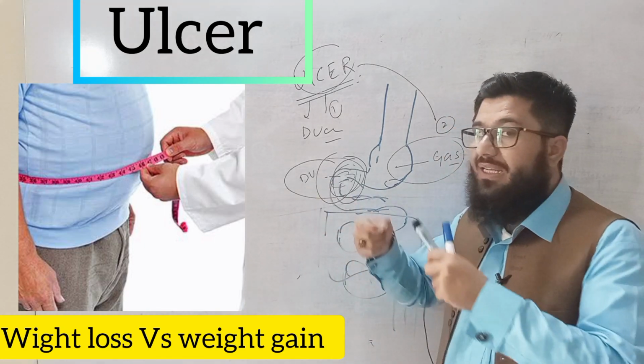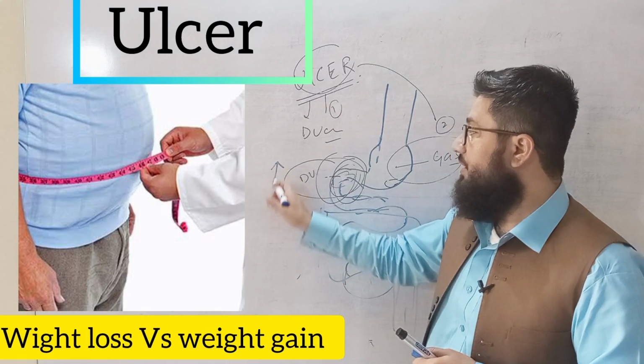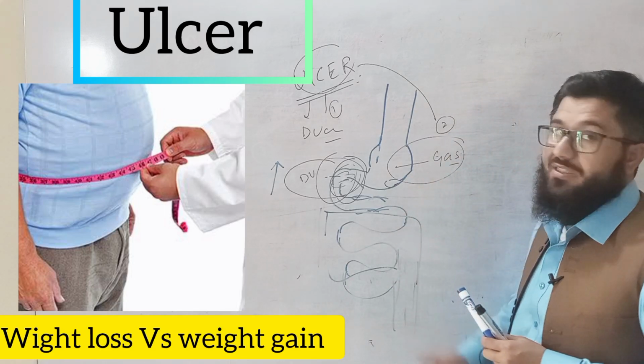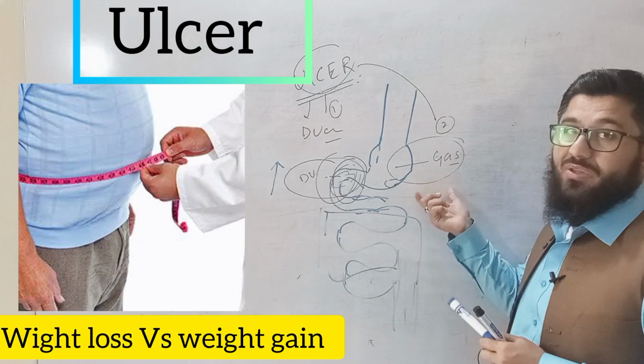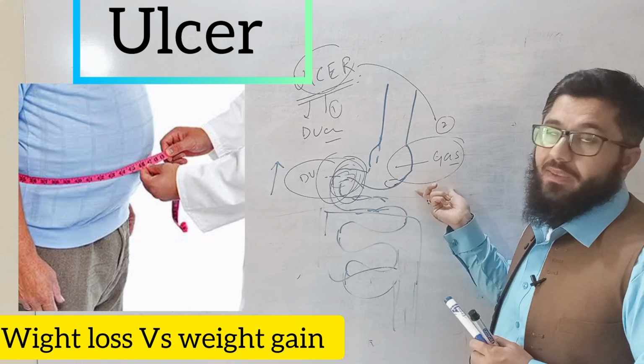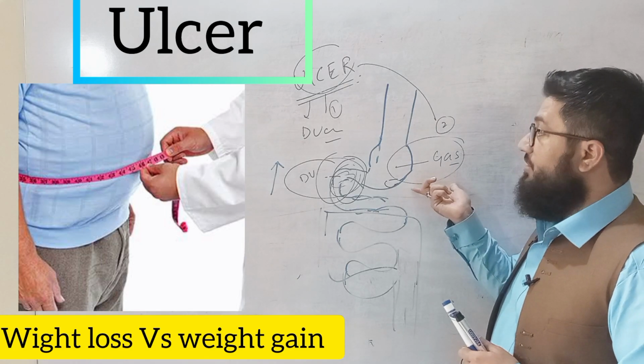So a patient with duodenal ulcer may gain weight. In a patient having duodenal ulcer, the weight is increased, and in a patient having gastric ulcer, the weight is decreased. Why? Because when these patients eat, they feel pain, because of which they may decrease their eating habits, and because of which weight loss is observed in gastric ulcer patients.